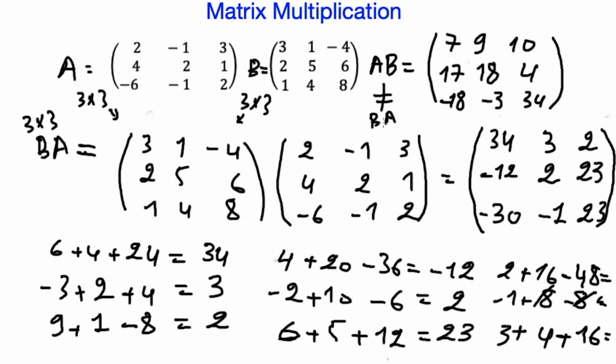It is clear that the matrices AB and BA are different, even if they have the same size. Each one is a 3 by 3 matrix.